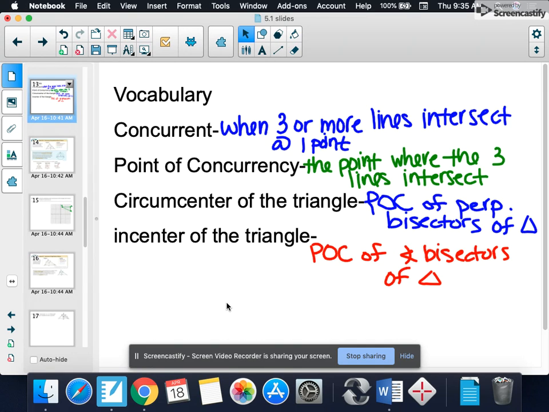So we're going to have a circumcenter of a triangle, and that is the point of concurrency of the perpendicular bisectors of a triangle, which we looked at last section. And then the in-center of a triangle is the point of concurrency of the angle bisectors of a triangle, which again, we looked at last section.